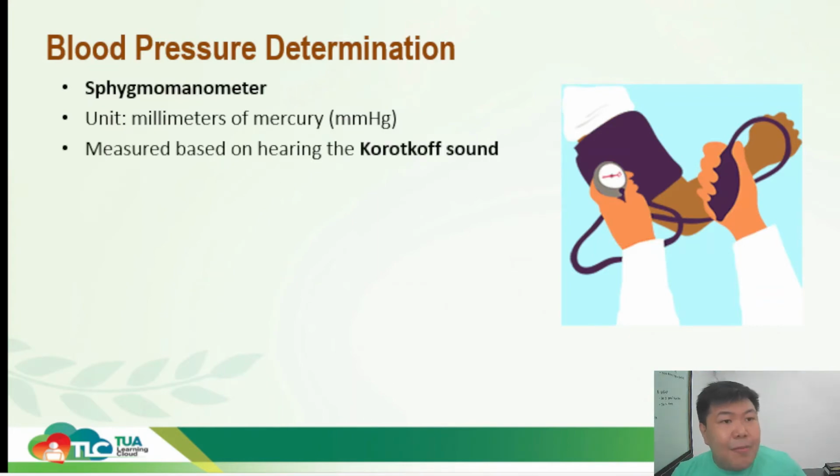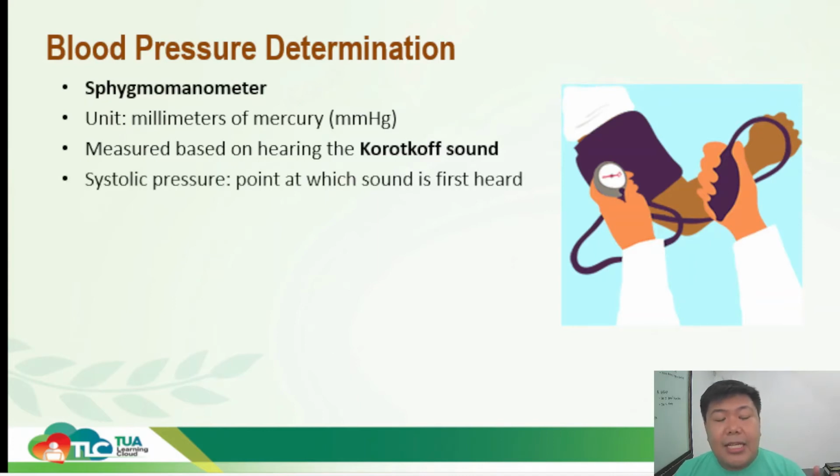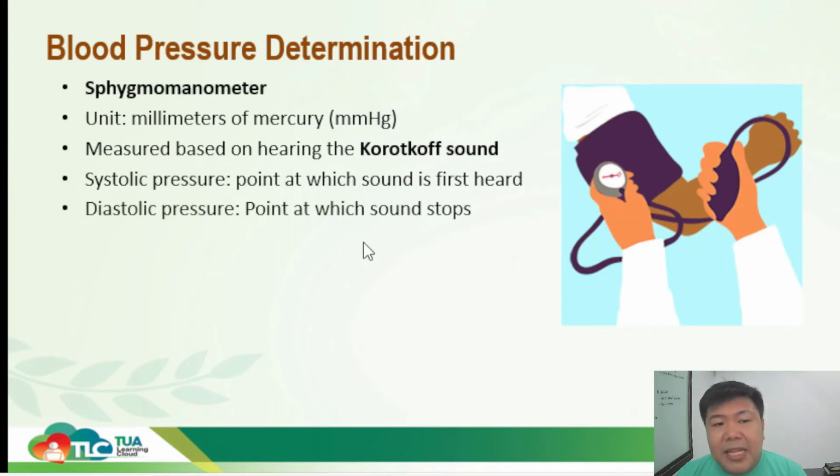The measurement of blood pressure is based on your hearing of the Korotkoff sound. Okay? The Korotkoff sound reflects the pressure inside the vessels, no? So the systolic pressure is the point at which the sound is first heard. After inflating the bulb to a maximum, you will not hear anything. But as you slowly release air, you will hear beats. The first beat that you will hear is the systolic pressure, and the last beat that you will hear will correspond to the diastolic pressure.